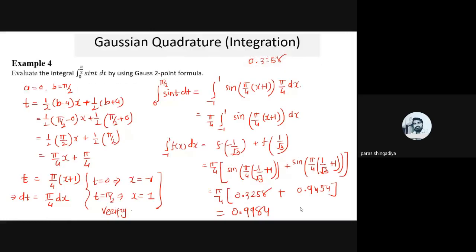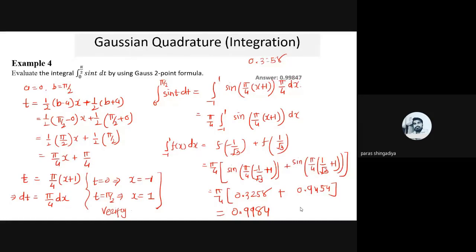This one we also did in the last lecture: 0 to pi by 2 sine t dt by using the Gaussian 2-point formula, and we derived the answer 0.9984 in the last lecture. For the limit 0 to pi by 2, first we'll convert to the x form, t will be converted to x, and then we modify the limit 0 to pi by 2 to minus 1 to 1, and sine t will be modified as sine of pi by 4 of (x plus 1), and dt will be pi by 4 dx. Simplify it, and at last we will get the answer.